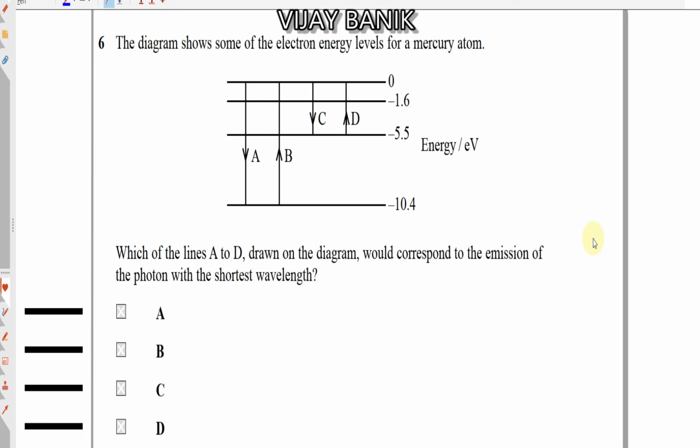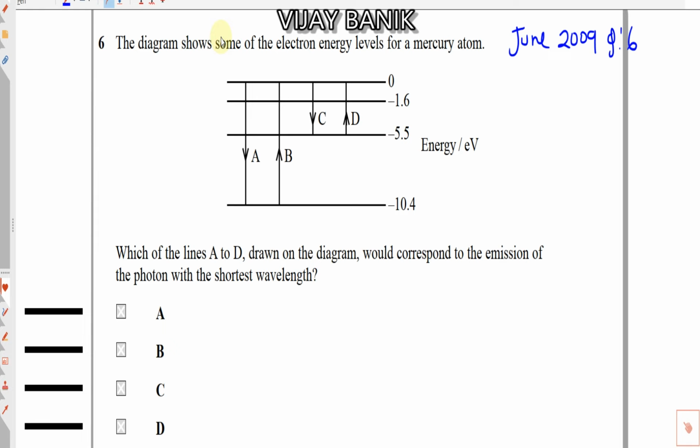This is June 2009, question number 6. So we are in another paper, June 2009, question number 6. They said the diagram shows some of the electron energy levels for a mercury atom. Which of the lines A to D drawn on the diagram would correspond to emission?